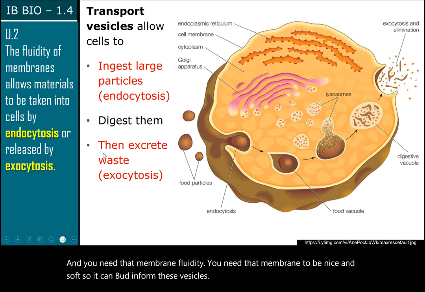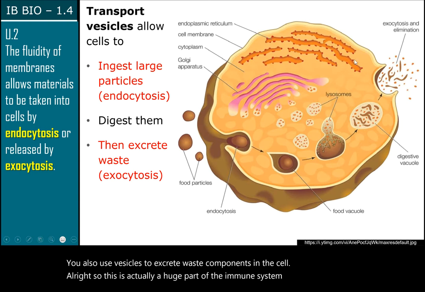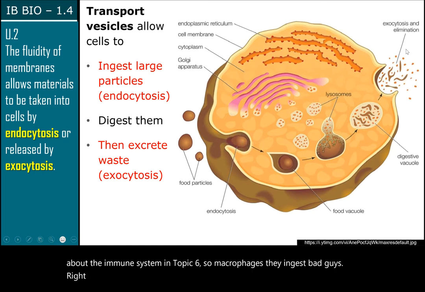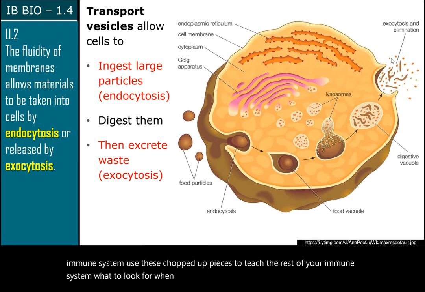You also use vesicles to excrete waste components in the cell. So this is actually a huge part of the immune system. We'll talk more about the immune system in topic 6. So macrophages ingest bad guys, they chew them up and they spit them out. And then other parts of your immune system use these chopped up pieces to teach the rest of your immune system what to look for when attacking invaders. So this process is extremely important.